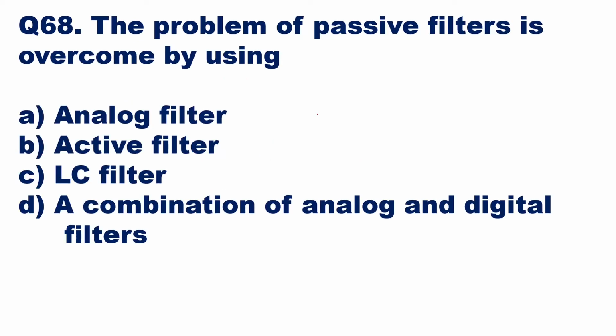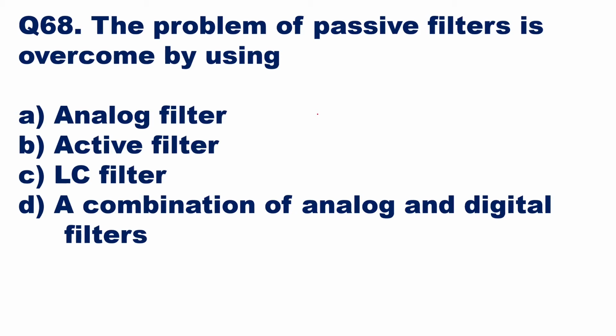Then we'll go to the next question, question number 68. The problem of passive filter is overcome by what? Options are analog filter, option B is active filter, option C is LC filter, option D is a combination of analog and digital filter. So here the option is active filter.